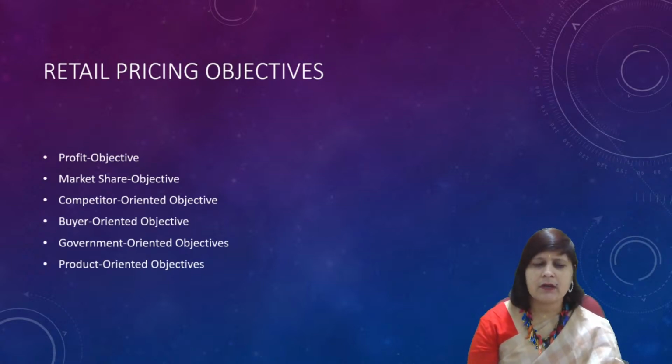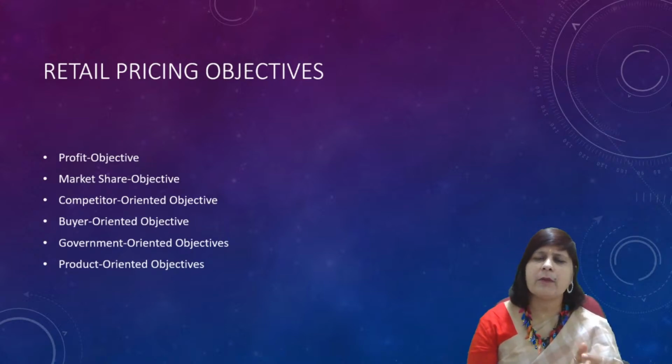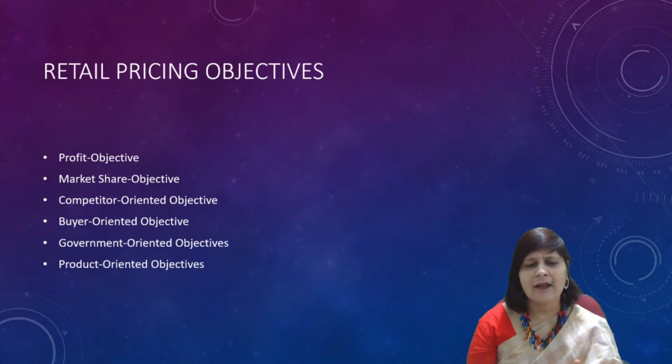Government oriented objectives: there are certain rules and laws which one has to follow. Right? One cannot sell any product above MRP as per government rules. If anyone sells a product above MRP, that is illegal. So there are various rules, laws and policies which one has to follow while deciding the price of a product or service.